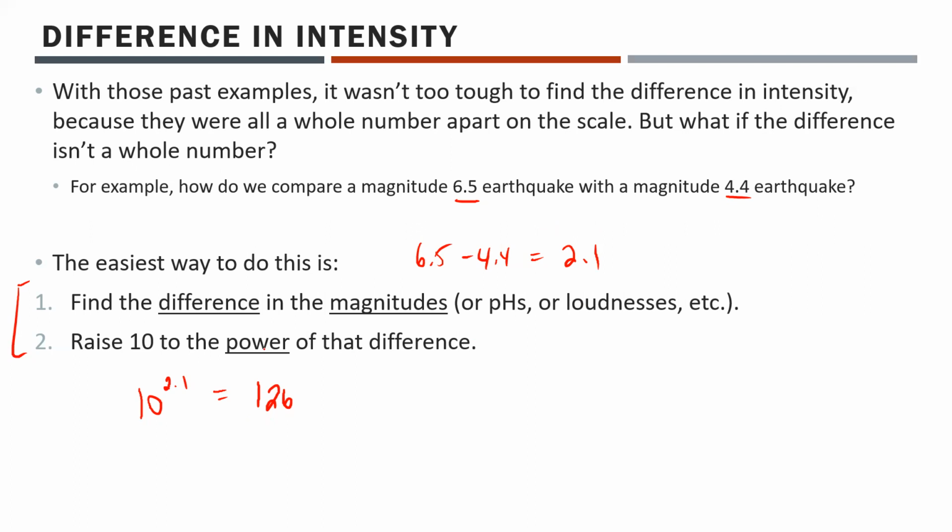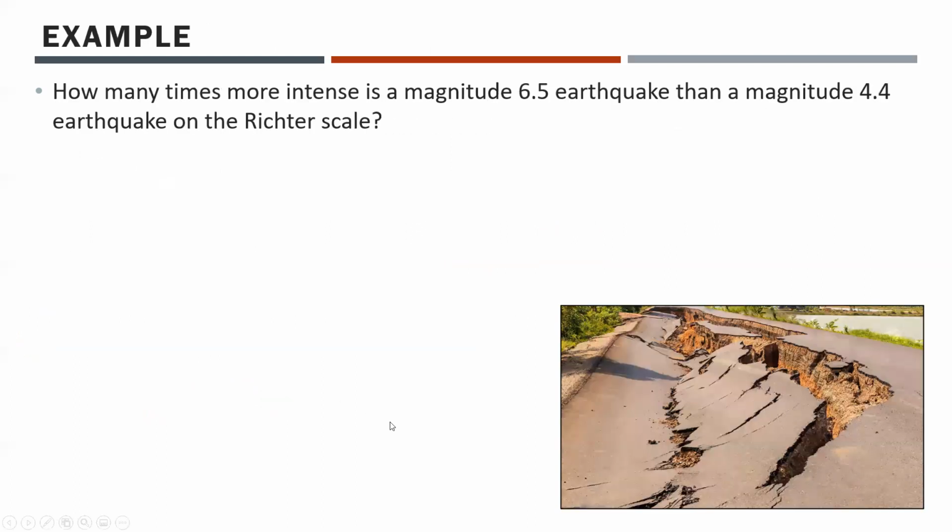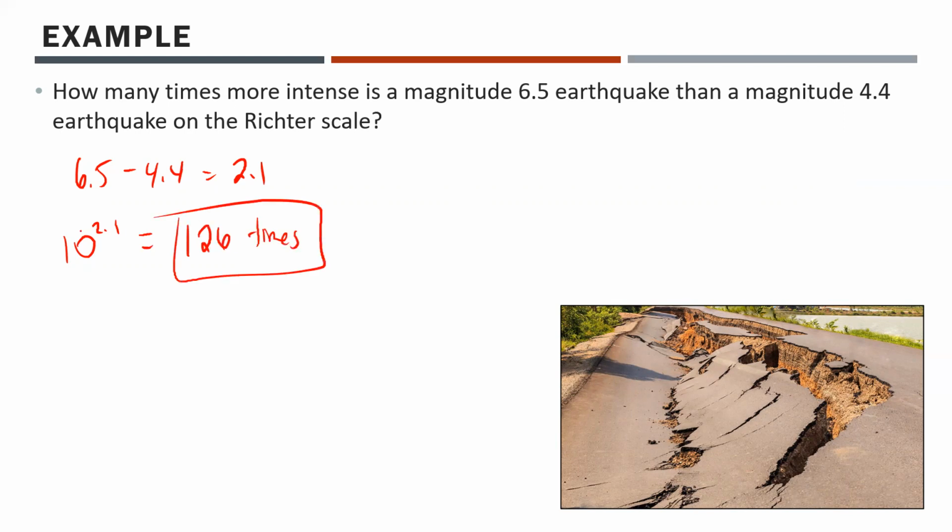So step 1, find the difference. Step 2, raise 10 to the power of that difference. Oh, look at that. We already did it. Next question here already. So that work I just did, I totally forgot that I threw that in there. Magnitude 6.5, magnitude 4.4. You know what? Forget it. I'll just do it one more time. 6.5 minus 4.4 equals 2.1. 10 to the power of that. So 10 to the power of 2.1. That gave us roughly 126 times, right? It's 126 times more intense.